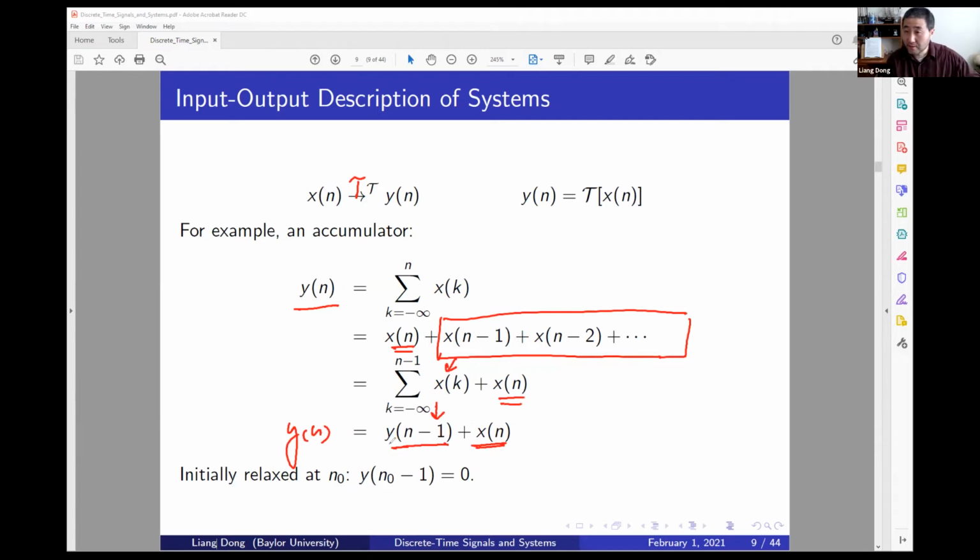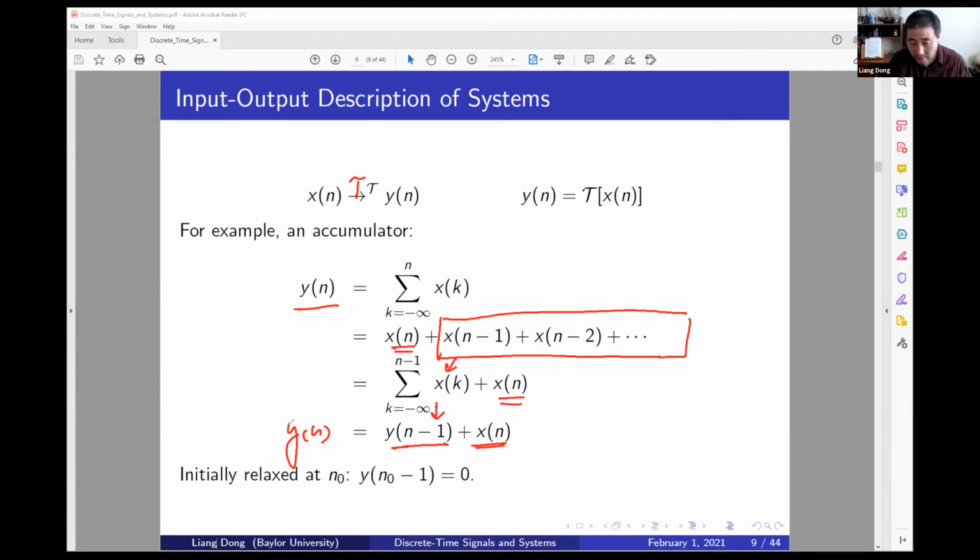The memory is the previous output, right? I memorize that, putting a memory register and adding x0. It gives you exactly the same effect as you do this accumulation. If the system is initially relaxed at n0, that means at time n0, I'm checking the system memory, it's all flushed to 0.